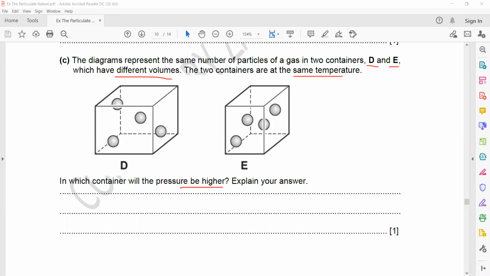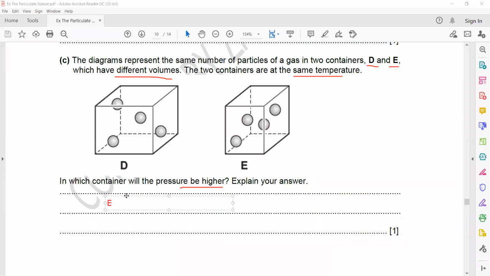First thing, the container in which the pressure will be higher is E. E is the right answer. But why is E the right answer? If you remember yesterday's lecture, we began with the concept that the pressure of the gas means how many molecules are hitting the wall of the container. So the correct answer for this one is E.